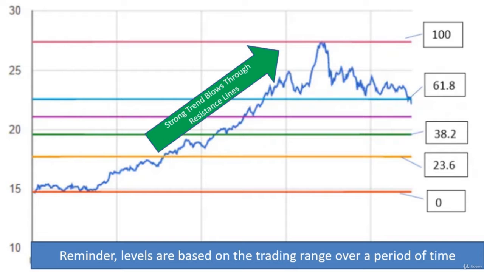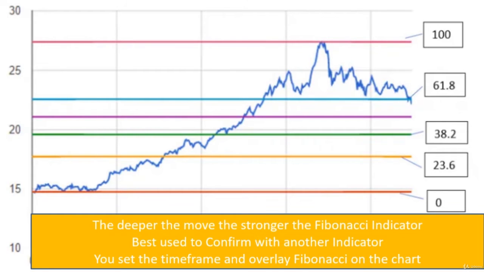And one way you can look at that too is the deeper the move, the stronger the Fibonacci indicator. So if we looked at that and said, okay, 23.6 is not as deep a move, right? It's not as strong a move as, let's say, 38.2 or certainly 61.8 or 100.